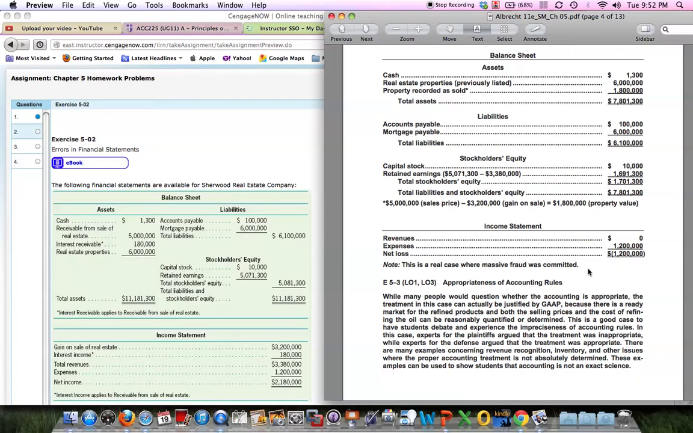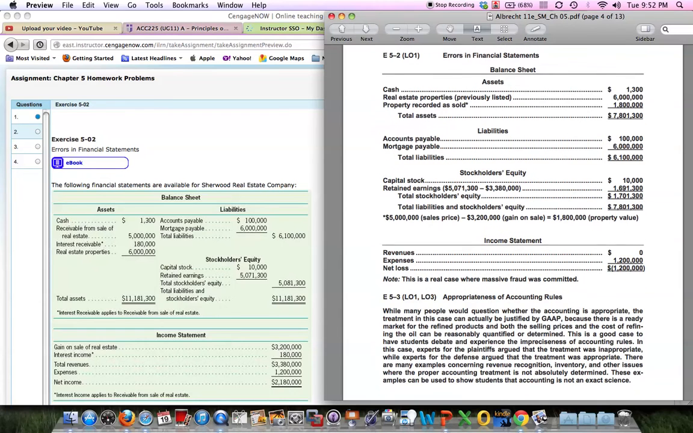Okay. And so what's happened is you did have revenue $3,380,000 and expenses of $1,200,000, net income of $2,180,000. And on the right side, the correct answer is there's no revenue because this sale was completely fictitious, and you still have expenses of $1.2 million. Okay, so the income statement changed significantly.